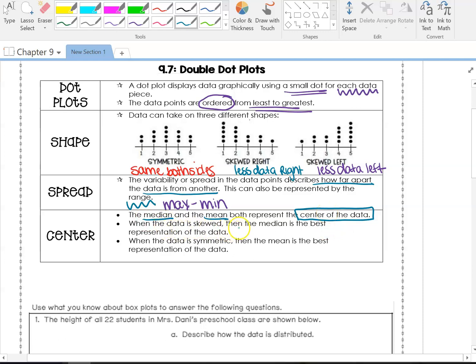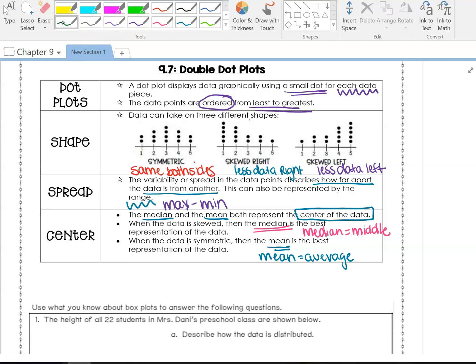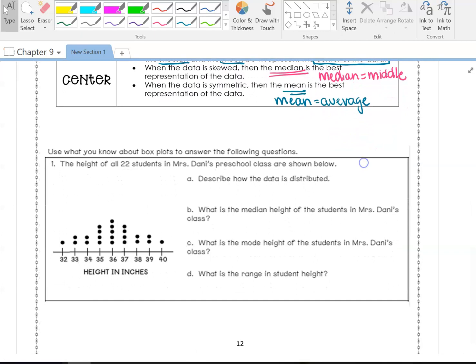When the data is skewed, then the median is the best representation of the data. So the median, remember, is the middle. When the data is symmetric, then the mean is the best representation of the data. So the mean is the average. And remember, you get your average by adding up all of the numbers and then dividing by the total number of data points. All right, so let's look at some questions.